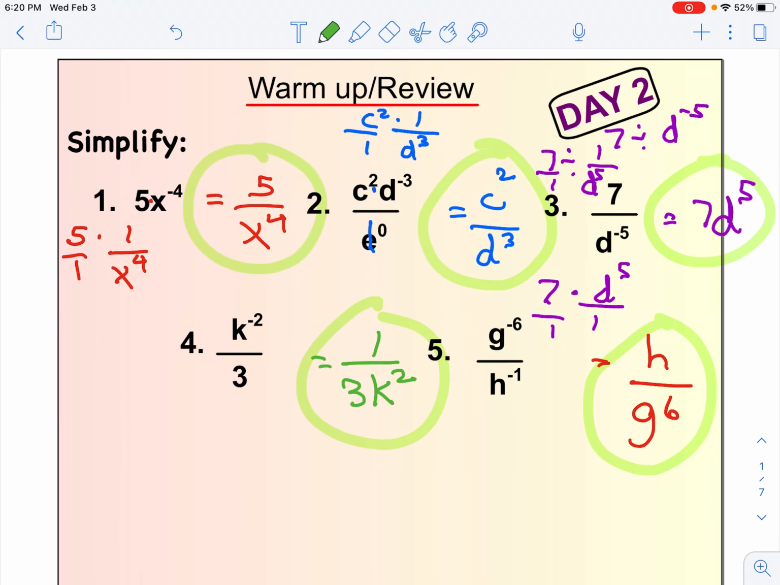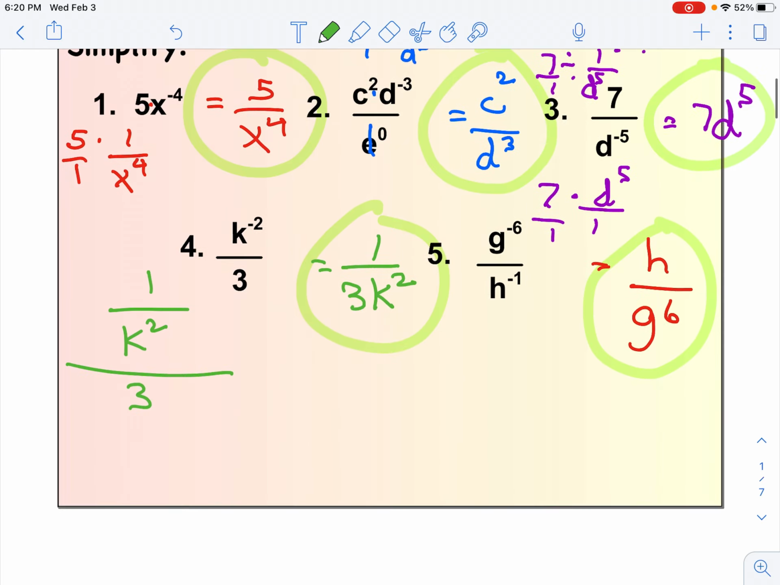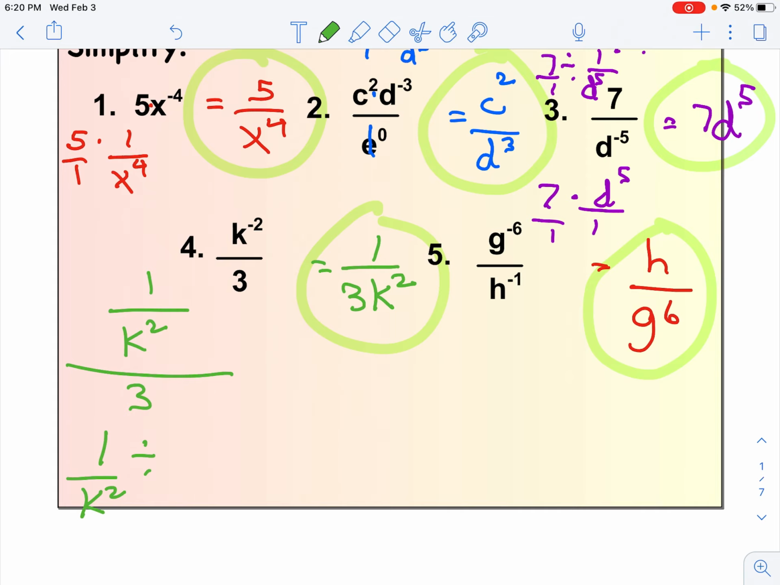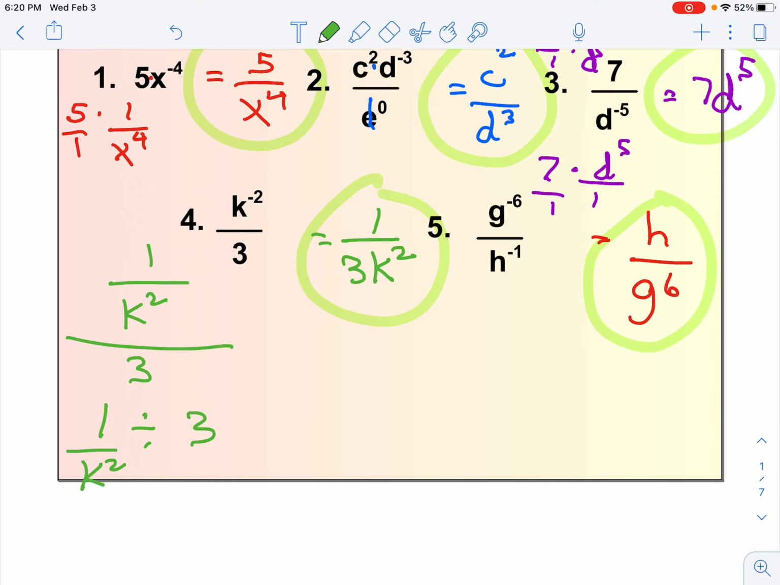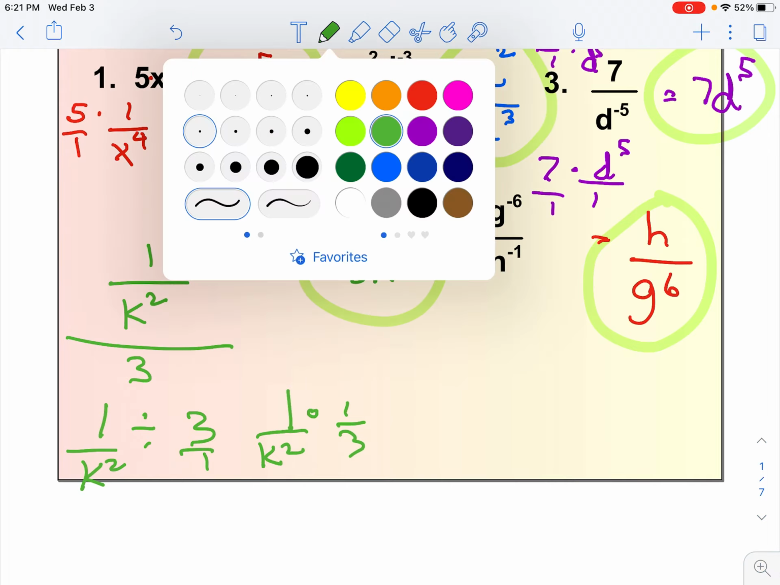In the fourth example, k to the negative 2 becomes 1 over k to the second. We're dividing all that by 3. So again, you would end up with 1 over k to the second divided by 3. So with keep change flip, this becomes 1 times, and then 3 over 1 becomes 1 over 3. And so now when we multiply, we get 1 over 3k to the second.